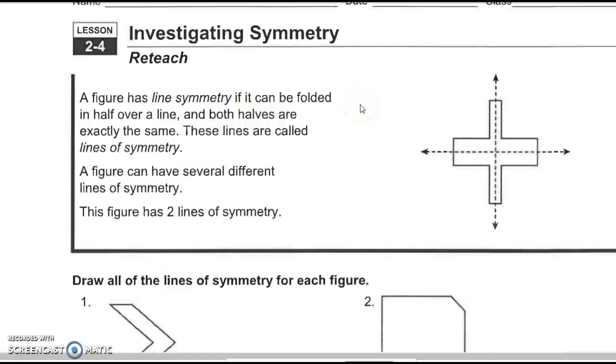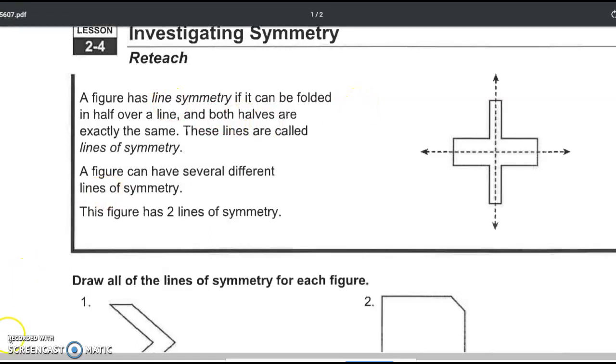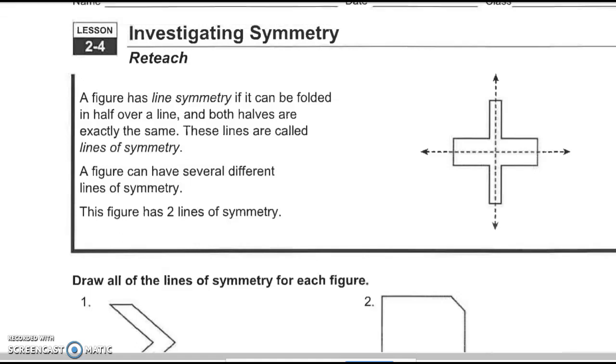Gosh, that's not what I wanted to do. Hold on. Anyway, we're talking about symmetry. We've done translations, reflections, rotations. Now we're going to talk about symmetry. There's line symmetry and point symmetry, but we're going to talk about line symmetry and then a different type of rotation today.